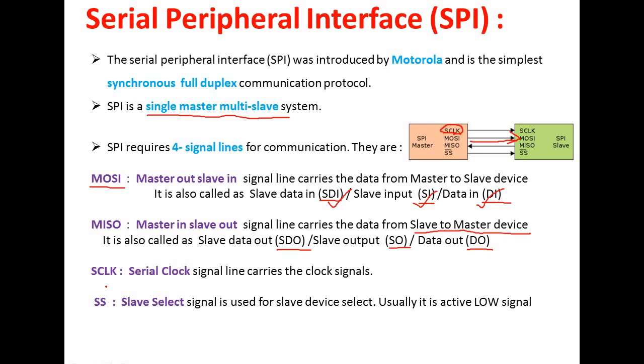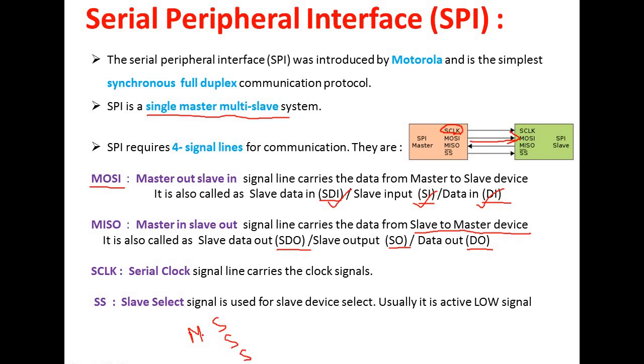We know one thing, that SPI is a single master multi-slave communication. That is, the SPI interface can have only one master and can have multiple slaves. That is, one or multiple slaves.